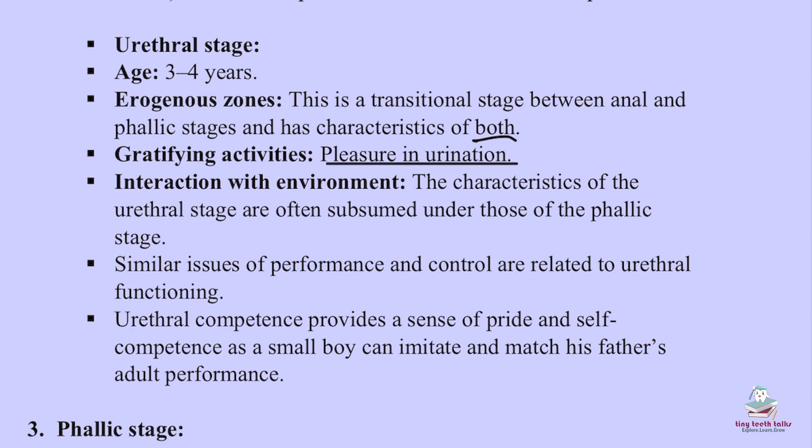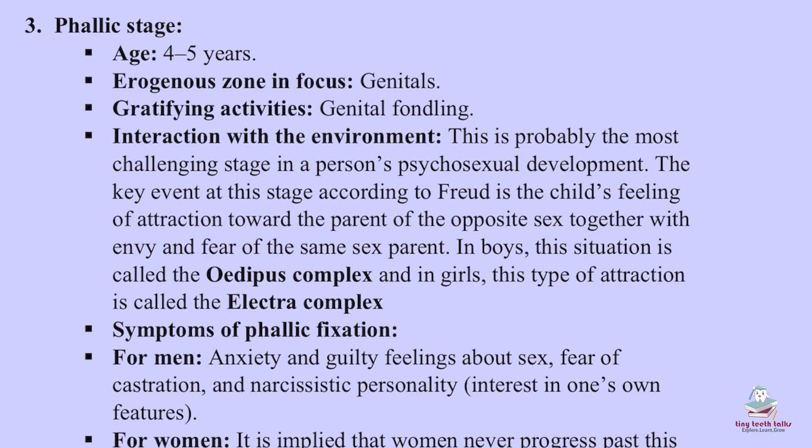Interactions with the environment. The characteristics of the urethral stage are often subsumed under those of the phallic stage, and similar issues of performance and control are related to urethral functioning. Urethral competence provides a sense of pride and self-competence, as a small boy can imitate and match his father's adult performance. Coming to the phallic stage, the age is 4 to 5 years. The erogenous zone in focus is the genitals, and gratifying activities are genital fondling.